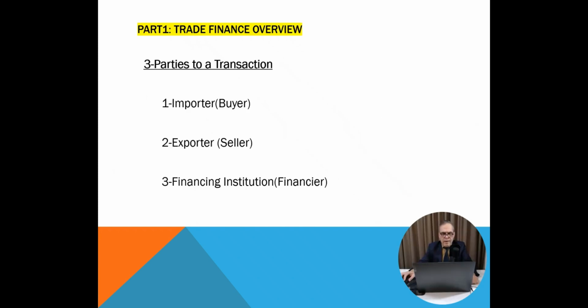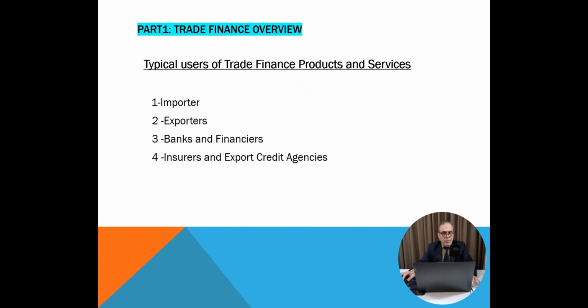Parties to a transaction. The parties to a transaction in trade finance include 1. Importer or buyer. 2. Exporter or seller. And 3. Financing institution or financier. Typical users of trade finance products and services. The users include 1. Importers, 2. Exporters, 3. Banks and financiers, and 4. Insurers and export credit agencies.